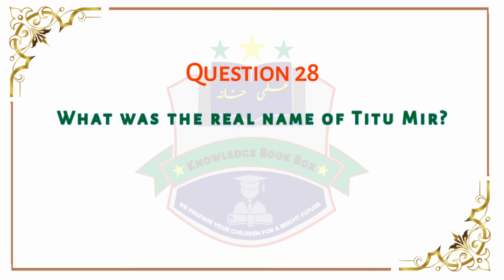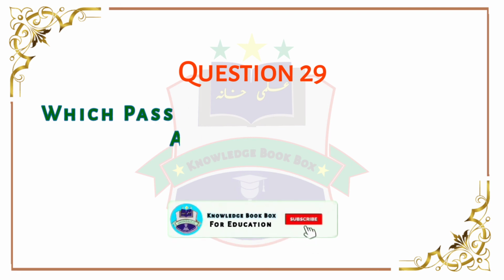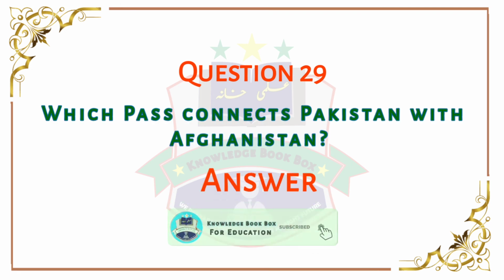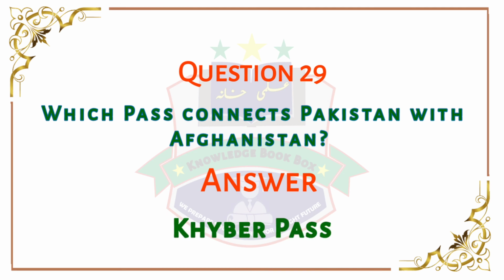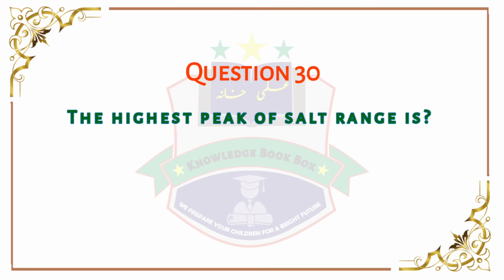Question number 28. What was the real name of Titu Mir? Answer: Nisar Ali. Question number 29. Which pass connects Pakistan with Afghanistan? Answer: Khyber Pass. Question number 30. The highest peak of the Salt Range is? Answer: Sakesar.